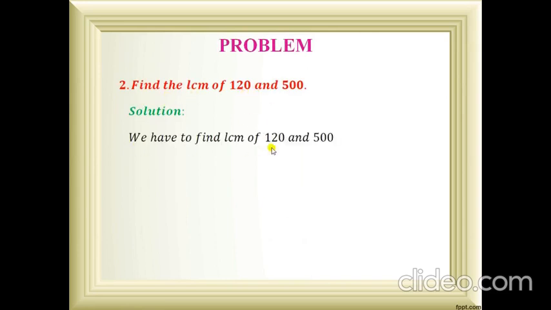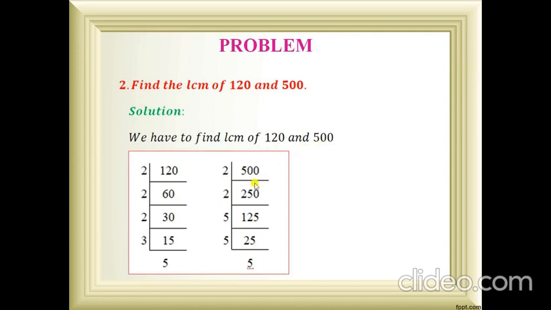So we have the LCM of 120 and 500 below. I'm going to find the factors individually first. 120 is divisible by 2, after that 60. 60 is also divisible by 2, I'll get 30. 30 is divisible by 2, I'll get 15. 15 is divisible by 3, and I'll get finally 5. This is a prime number, so stop here itself. Come to the second case, 500.